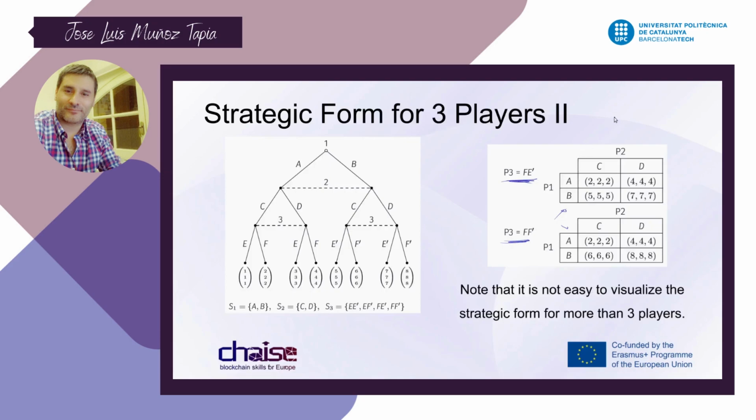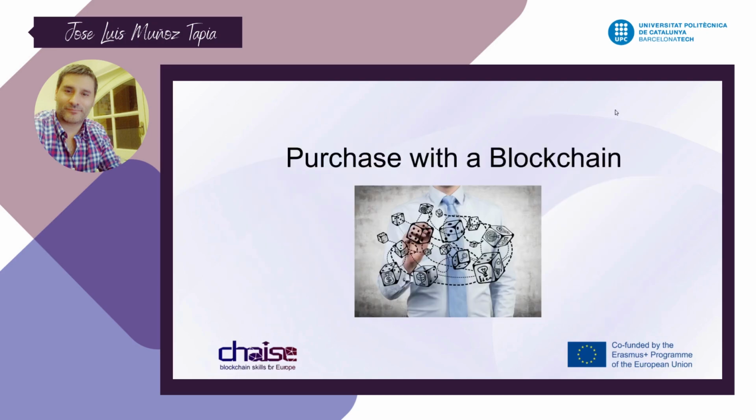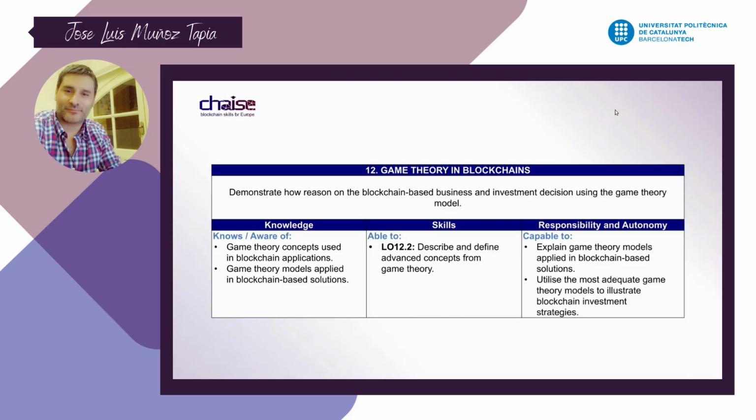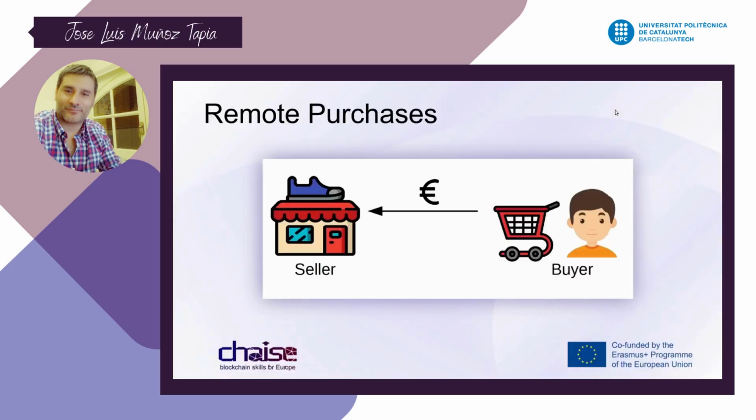So this finalizes the basic introduction to game theory concepts, and then we are going to see a scenario in which we have strategic interactions in blockchain. This is the scenario of a remote purchase. Consider the previous example, sorry. We have a seller and a buyer, and the buyer wants to buy some good, but the problem is that the buyer and the seller are remote. They are exchanging information in a remote way, so they are not in person.